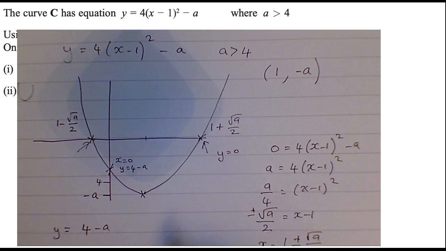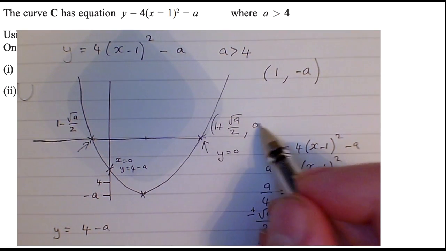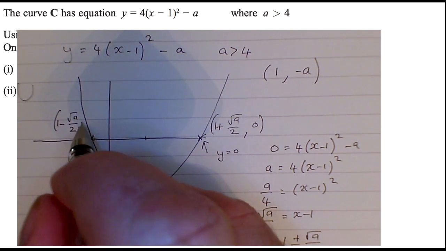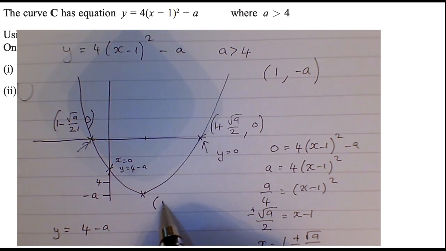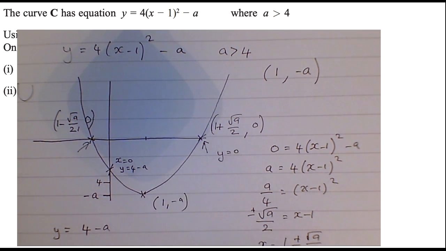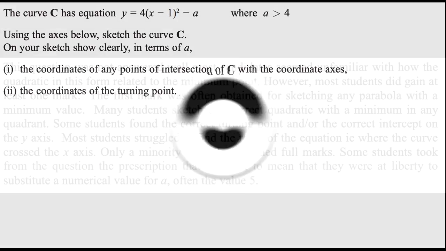So that's it really. Let's just make these into coordinates. So that's that one and this one. Okay, and that coordinate's written down there, 0, 4 minus a, and the minimum point will be along 1 and down minus a. And those are my 4 important coordinates. So I've answered the question. There's the turning point. Let's see how we've done.